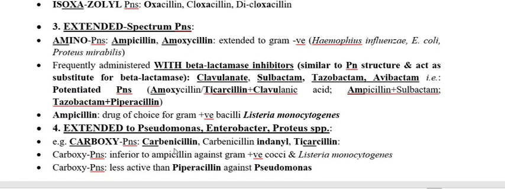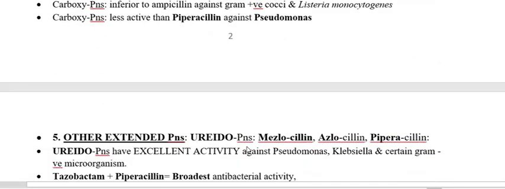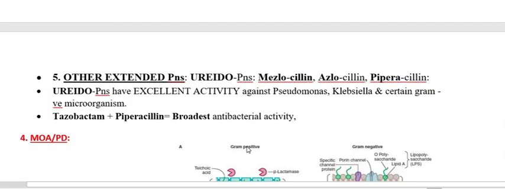Carbenicillin, carbenicillin indanyl, and ticarcillin. These are all called carboxypenicillin, and they all possess antibacterial activity against Pseudomonas, Enterobacter, and Proteus. So this is very, very important. This is about the extended spectrum penicillin.